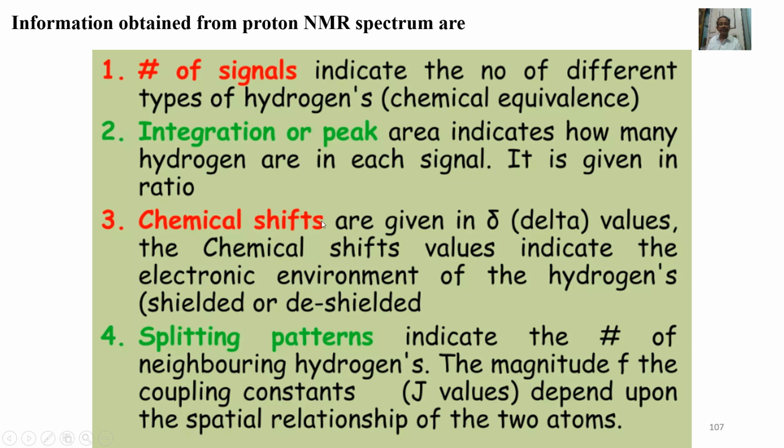Chemical shifts are given in delta values. The chemical shift values indicate the electronic environment of the hydrogens, shielded or de-shielded. Splitting patterns indicate the number of neighboring hydrogen atoms. The magnitude of the coupling constants, J values, depends upon the spatial relationship of the two atoms.